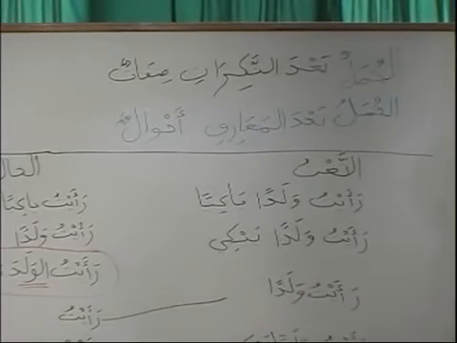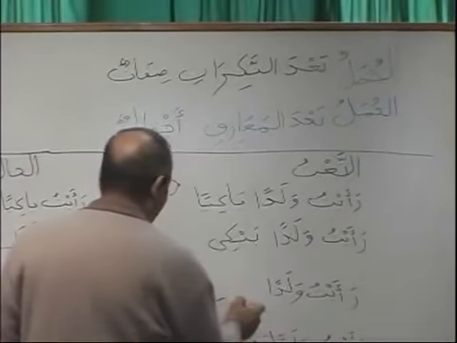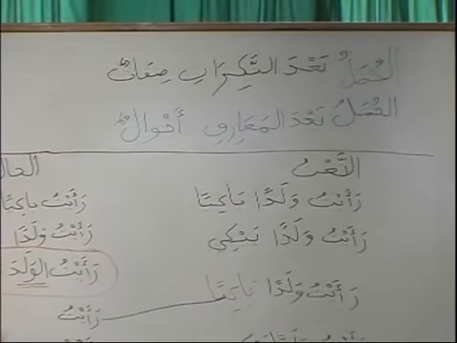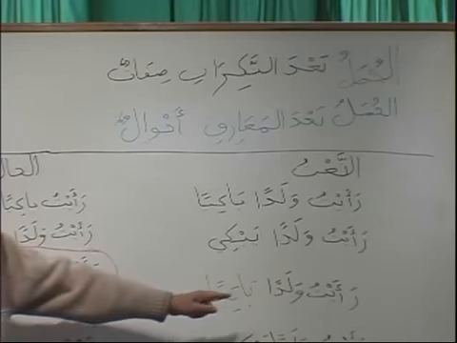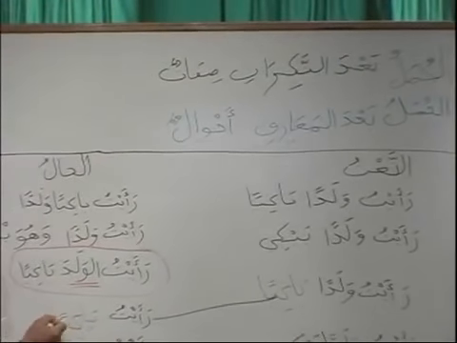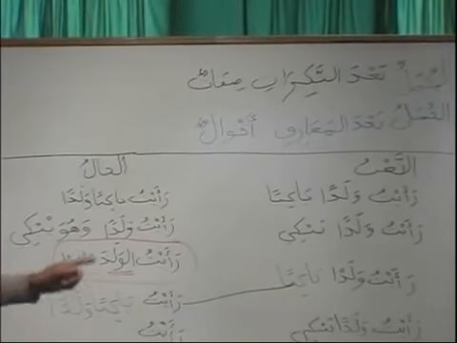Ra'aytu waladan. Bring a naat here. What will be the naat? What is the naat? Baqiyan. Got the idea? Ra'aytu waladan baqiyan. I want you to change it and make that sentence into hal. What will you say? Ra'aytu baqiyan waladan. Are you with me? How will you say now? Ra'aytu baqiyan waladan. Got the idea?